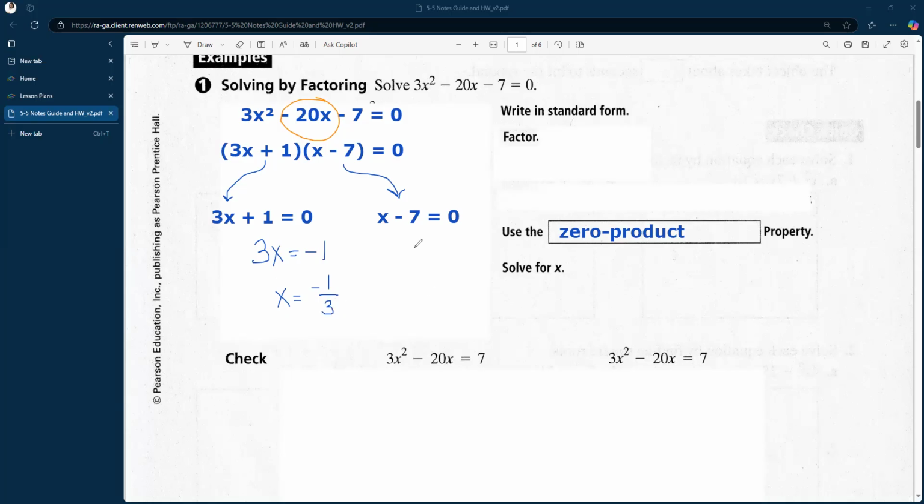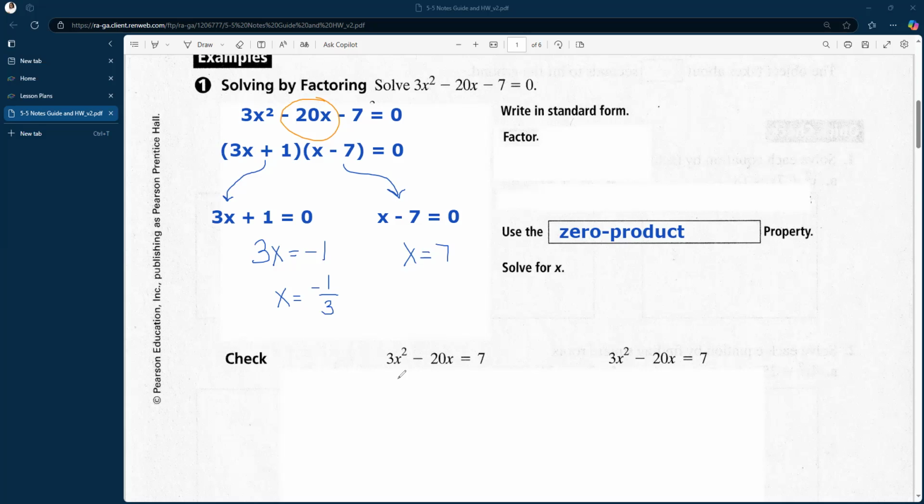On my second equation, I'm going to add 7 to both sides. That's going to give me x = 7. And I've solved for x. I always want to check my answers. That's one of the beautiful parts of this type of algebra. We can check our answer.